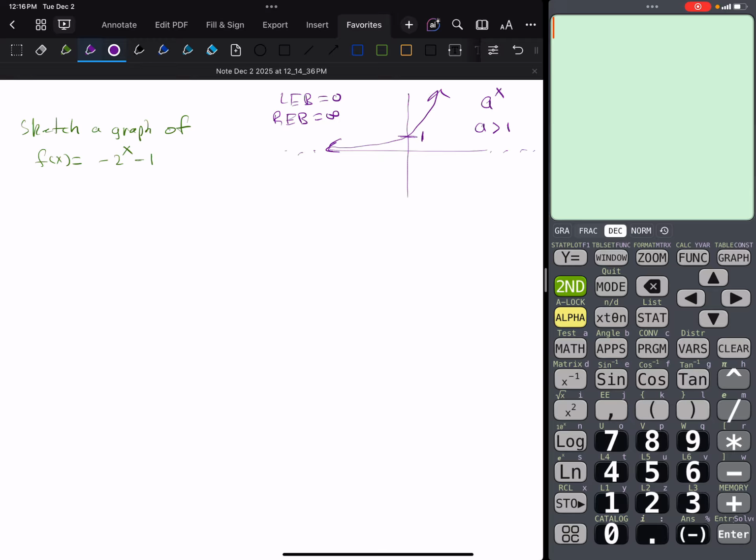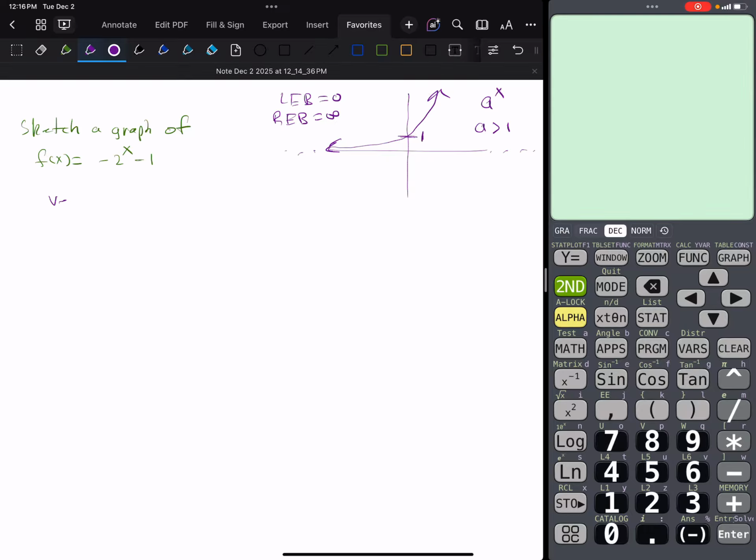Okay, well, what I've actually been given here, though, is some transformations on that basic graph. But the transformations work the same way that they always have. And so I have a vertical reflection of this. That's what the negative in front of the 2 to the x does. And then I have a shift down of 1 because I take all of the outputs of my 2 to the x and I'm taking 1 away from them. And so I have two transformations at play here.